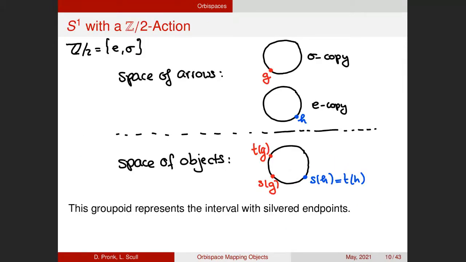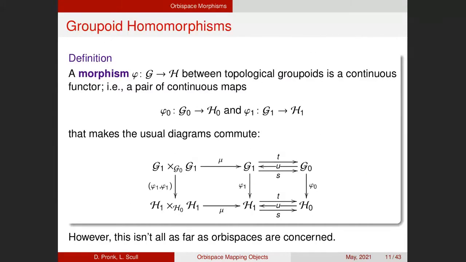Okay, so let's actually see how that works out for an orbifold. So we had S1 with the Z2 action, and then its space of objects will just be the circle, and the space of arrows will be 2 copies of the circle, the sigma copy and the e copy. And for the e copy, the source and the target will just be the direct projection down. But for the sigma copy, because the reflection was like this, the source will be right below it, but the target will be obtained by the action. We'll have a couple more examples coming in a moment.